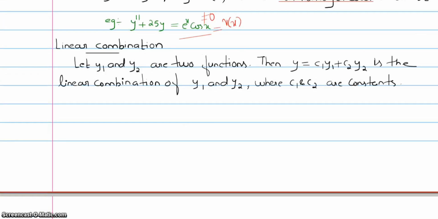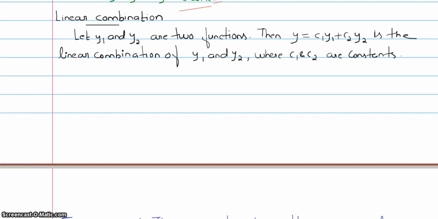Then next topic, linear combination. What is a linear combination? We are taking two solutions y1 and y2. Let y1 and y2 be two functions or two solutions of a differential equation. Then their linear combination will be denoted like this. It means that we are taking the two functions and multiplying them with two different arbitrary constants c1 and c2 and adding these terms. The resulting value is named as the linear combination of y1 and y2.